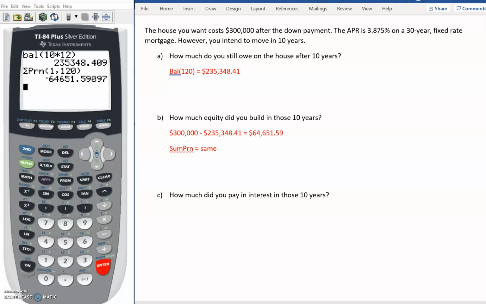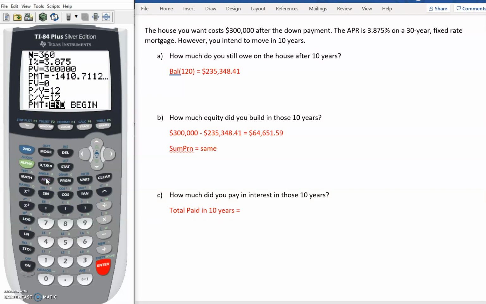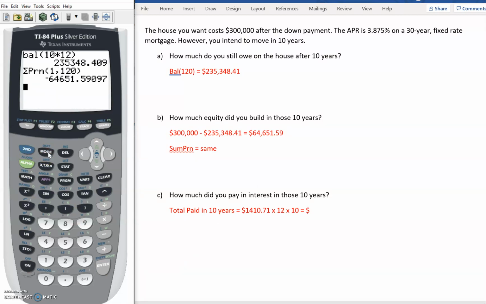And of course we get that same number. Okay, and then we might also ask, how much should we pay in interest? There's a couple ways to do this as well. We could ask, how much should we pay in total? So total paid in 10 years, we could go back to our monthly payment. If we go back into the solver, our monthly payment was $1,410 and 71 cents. So we multiply that by 12 months a year, and we did this for 10 years before we decided we were going to move. We could just calculate that, no problem.